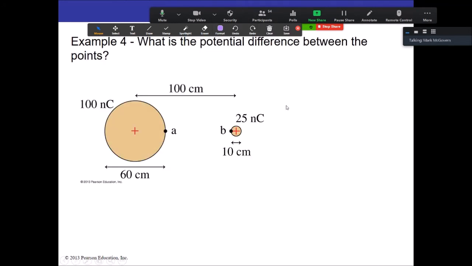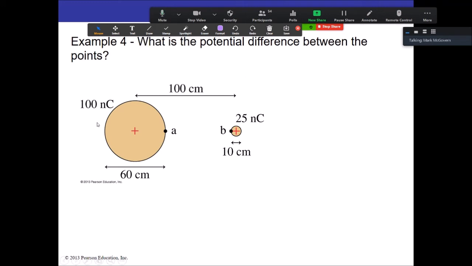Let's do another problem that seems pretty straightforward, and it is straightforward, but it's a little complicated. You want to know the potential difference between points A and B. Now, one of them is going to be at a higher potential. Remember, the potential is basically a ratio of Q over R.